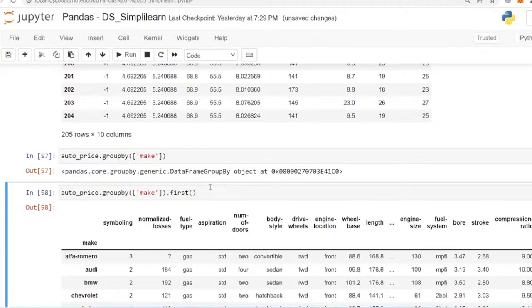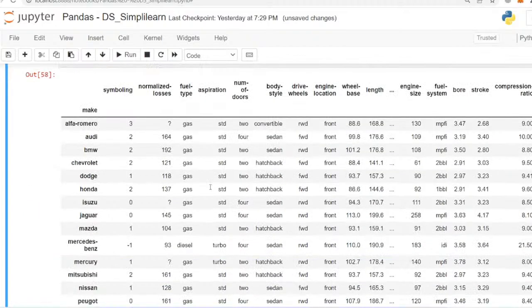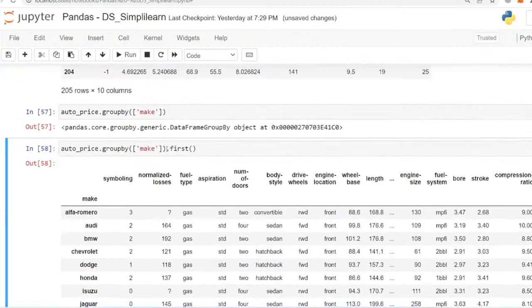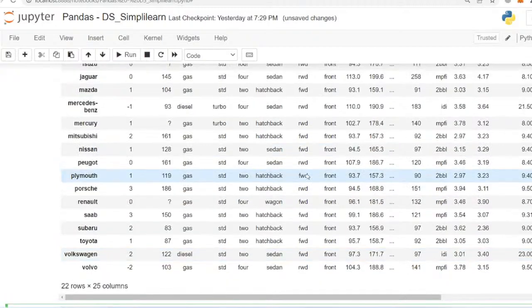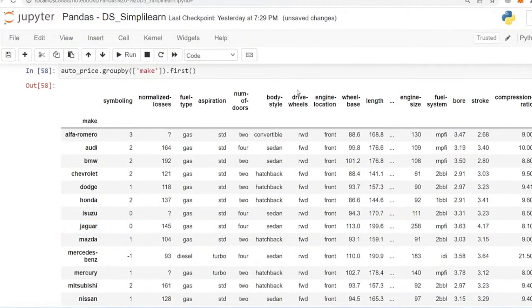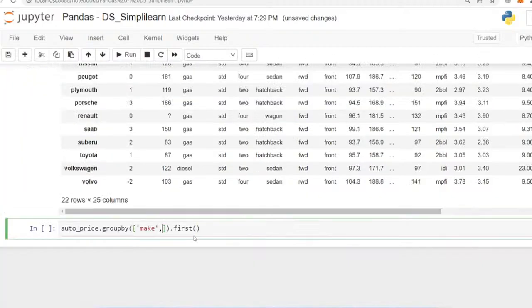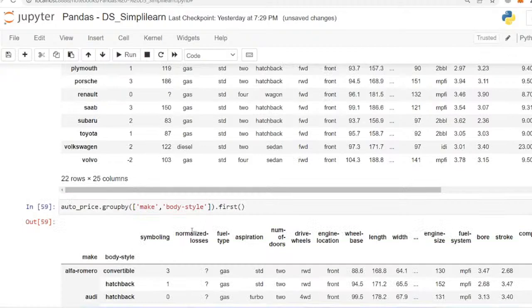You can also use multiple groups here. Generally in the group by, we use categorical data, or if not categorical, if you have a numerical value with a discrete type of data, then it's okay, you can apply that as well. So suppose I'll be changing it to my body style. Body style could be also added here. So make and body style, and then we take here first.